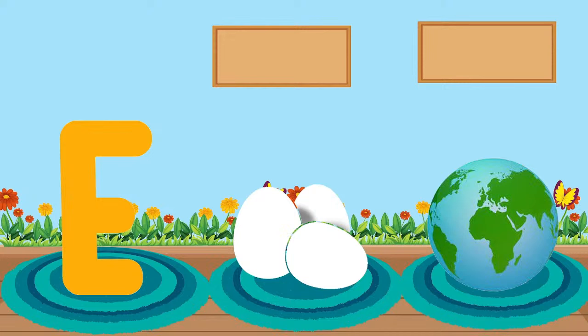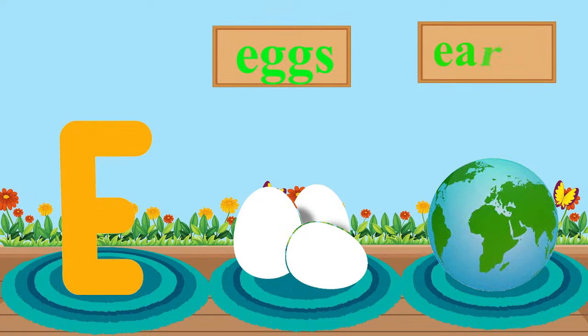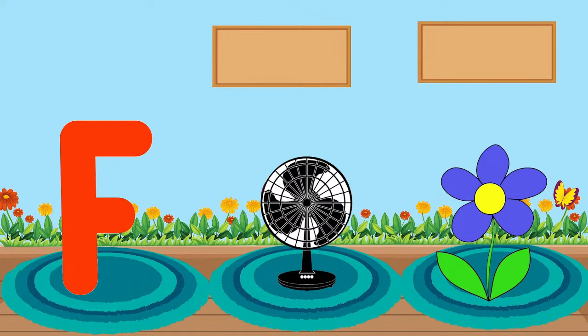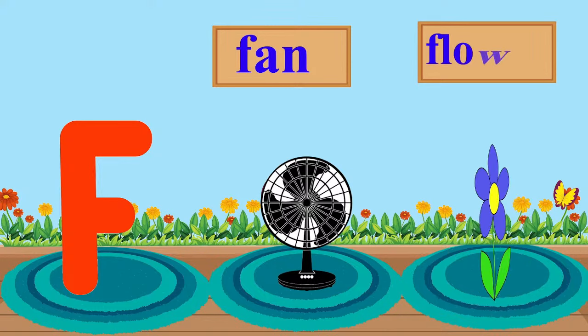F is for fan. F, f, fan. F is for flower. F, f, flower. F is for f, f, f, f, fan. F is for f, f, f, f, flower.